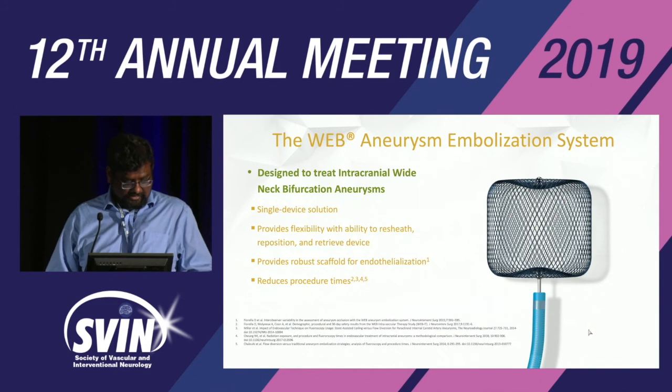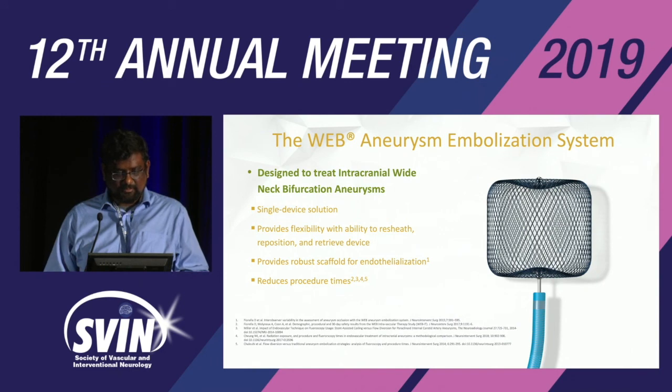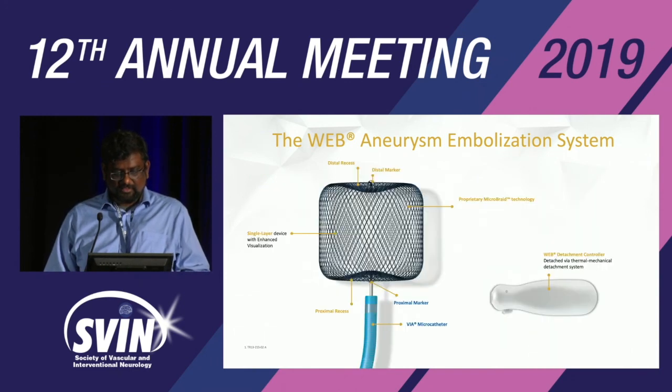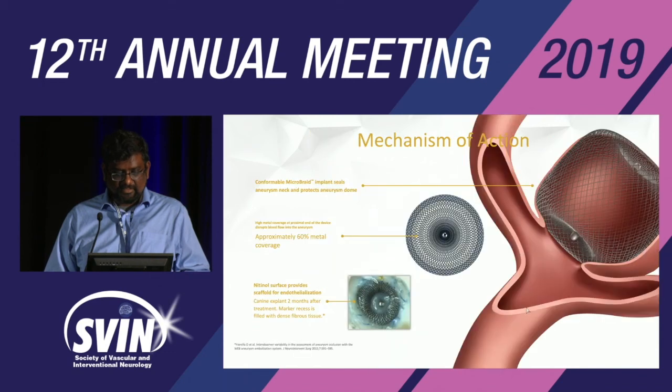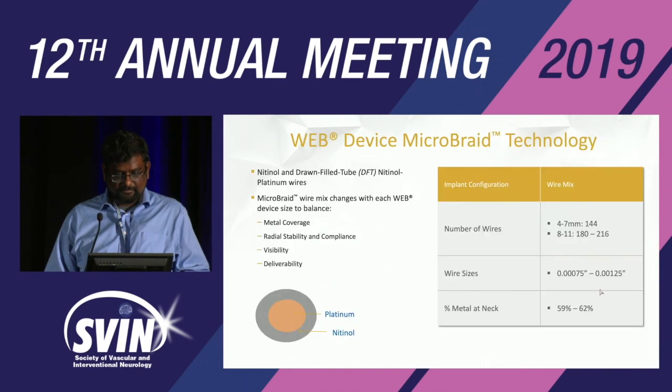And this is how the device looks. So it's a braided device that's made into a basket, and it has these markers. So there's a distal marker, there's a little concavity at the distal end, there's a little concavity at the proximal end, and this is the detacher. So this is how it's supposed to sit in the aneurysm.